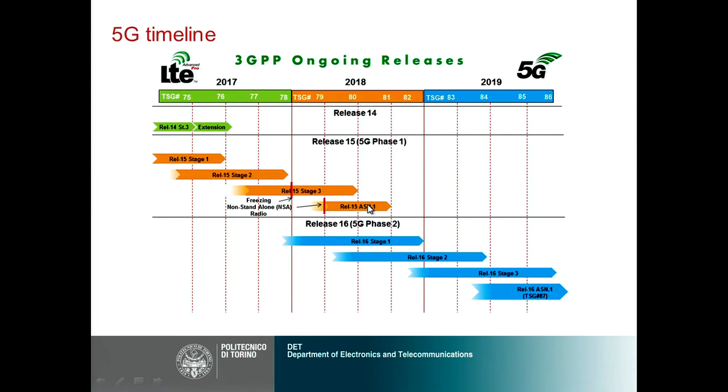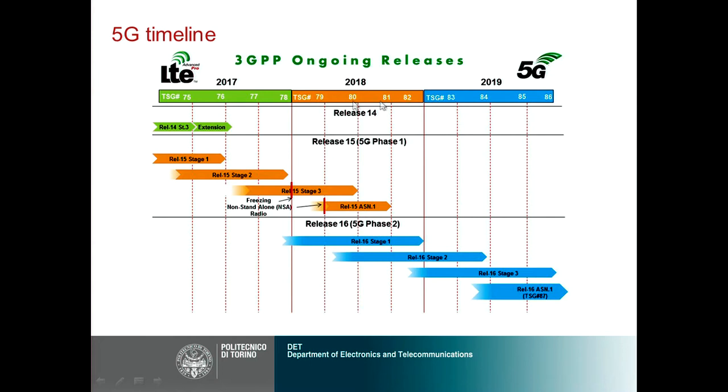And then you have the ASN. ASN, as you may know, is a formal language to describe protocols. So after you have completed stage three, you go through this formalization of the protocols through an ASN description of every single protocol.